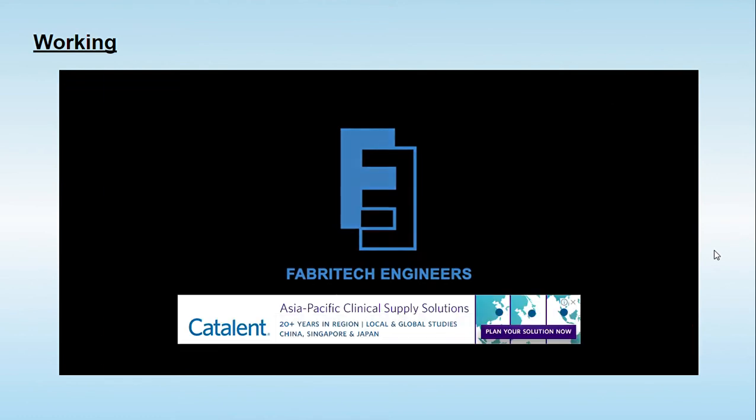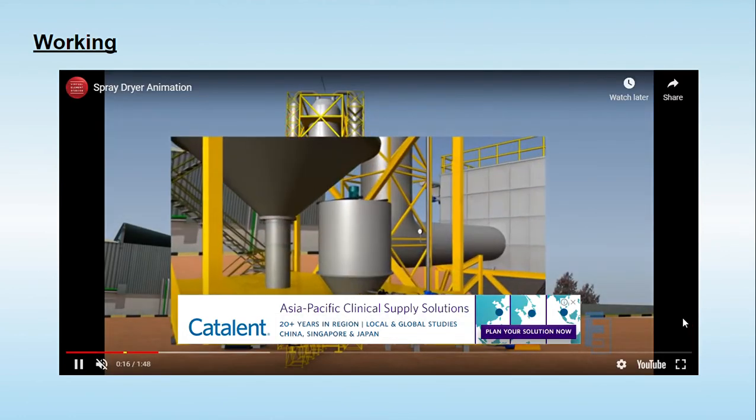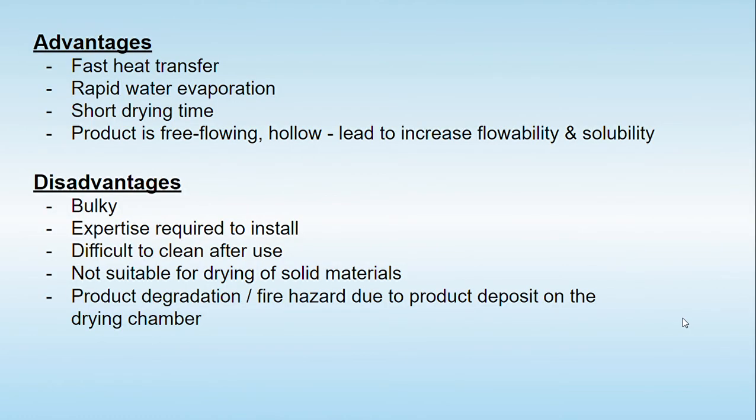Now let's try to understand the next one. What are the basics of this, and what are the advantages? Here, faster or rapid heat transfer takes place, because each of the droplets comes into contact with the hot air. Rapid water or moisture evaporation, or I can say solvent evaporation also, takes place, and because of that the drying cycle is very short.